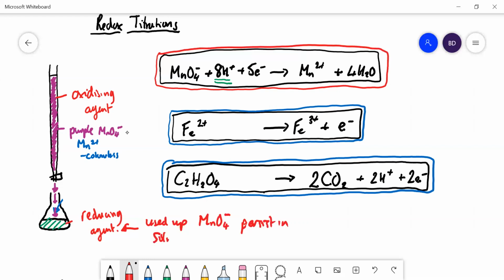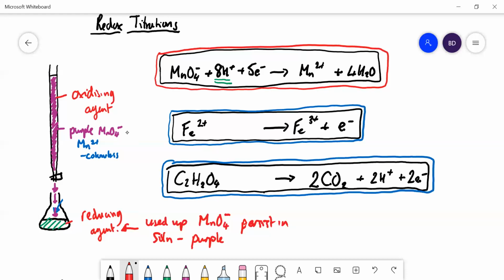So that means the solution in the flask will go purple. And of course, if you make it go purple as such, you've gone past the end point. Really, you just want the first permanent pinkish tinge when you've just got a drop of manganate in there which hasn't actually reacted. And manganate is a very intensely colored ion, so it's very easy to see even at very low concentrations. So it's quite easy to get a good end point. Okay, so that's why you don't need an indicator. It's self-indicating, if you like.